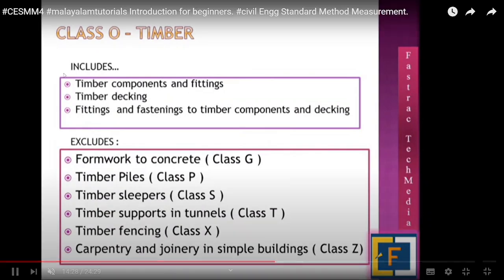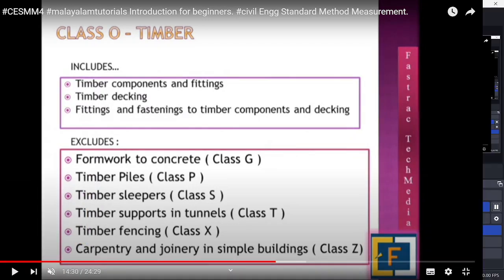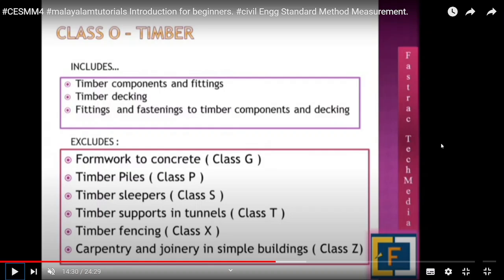Next is class O for timber. This is again not for formwork, for timber sleepers, timber piles, etc. That means if you know FIDIC and CESMM exactly, you are studying the law of construction and you will understand where you should concentrate.